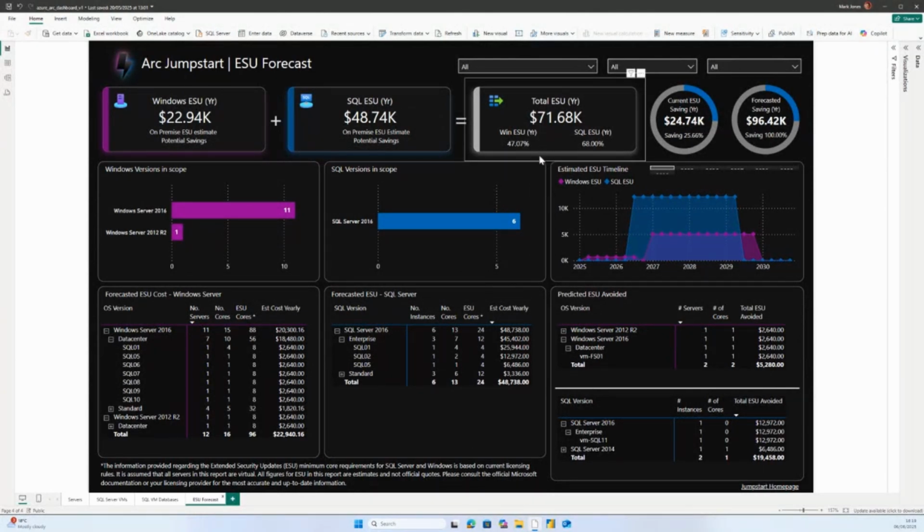But this is what this would start to look like, and it gives you that timeline, and then starts to give you some options on how to avoid those costs by modernizing, migrating to Azure. All of those options become available to try and address that.